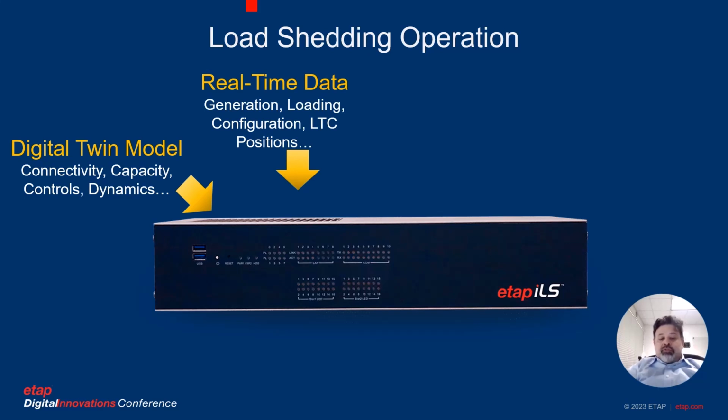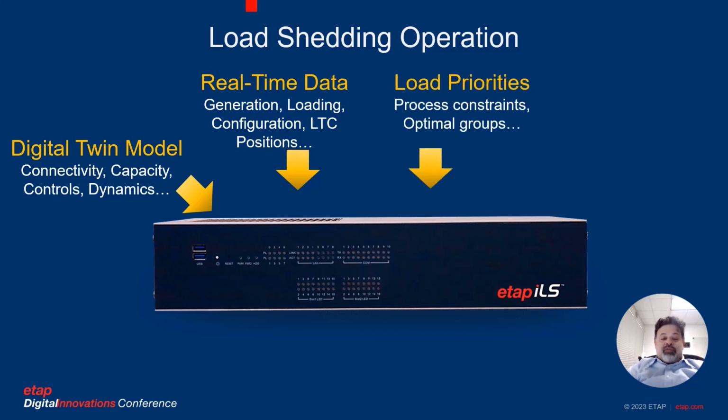All that information allows the ILS to understand the topology of the electrical network and the behavior of that network. In addition, we bring in the real-time data. The real-time data includes generation levels, loading conditions, and configuration, meaning what is open, what is closed, load tap changer positions. We can bring non-electrical data such as the humidity, temperature, steam pressures, you name it, all that information that may be required to understand how the system is operating before any contingency happens.